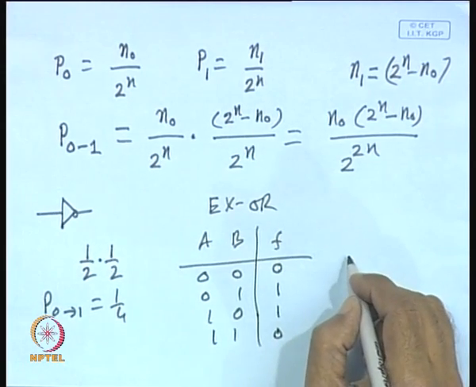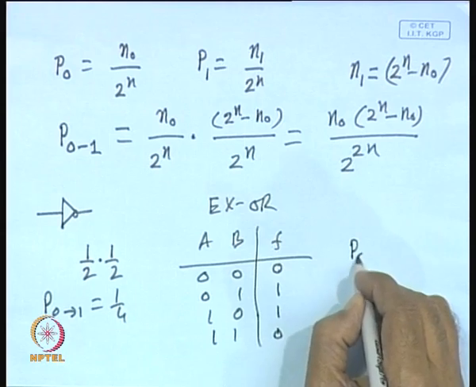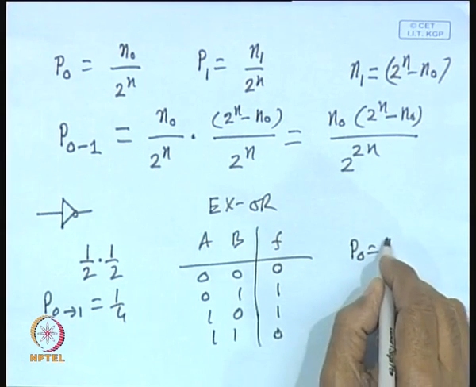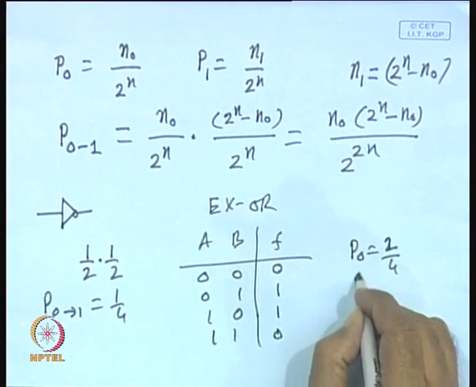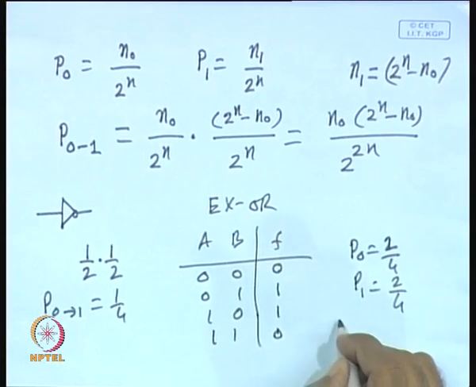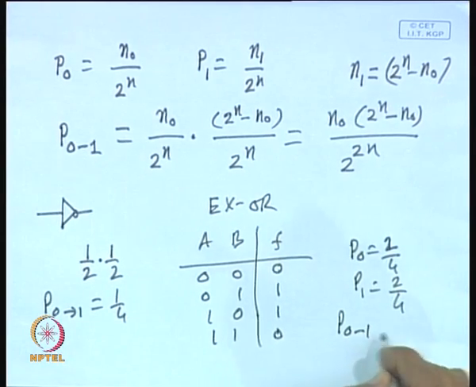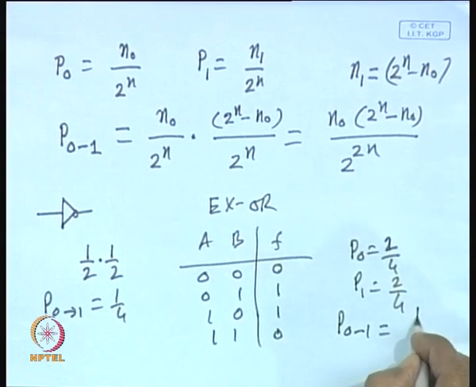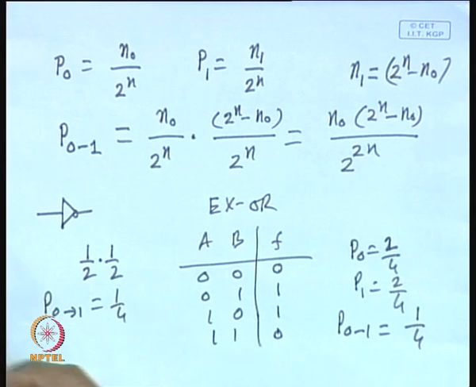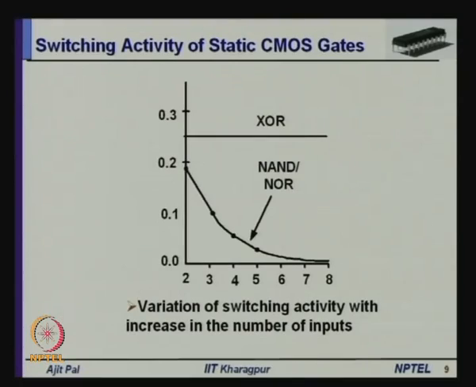That is the reason why you are getting P0 equal to 2 by 4 and P1 equal to 2 by 4. Therefore, P0→1 will be equal to 1 by 4, half into half. So, we find for exclusive OR gate it will be half. Now, let us consider how the switching activity changes with the increase in the number of inputs. As the number of inputs is increasing, how will it change?